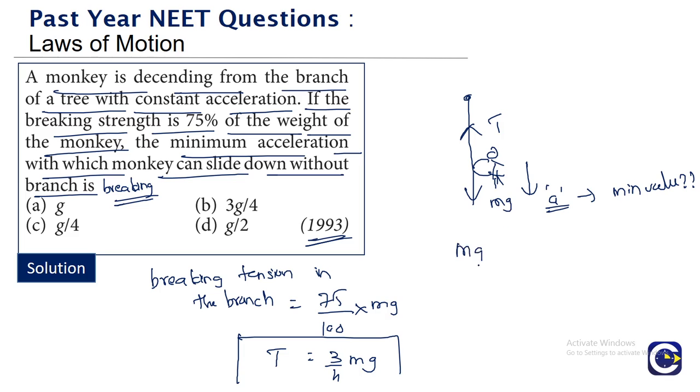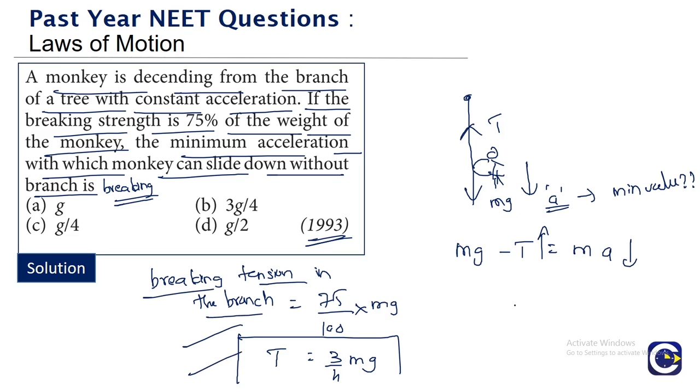So what is the balance? Downward force minus the upward force tension is equal to the mass of the monkey into the acceleration. Now look at this relation. As T is increasing, because we are subtracting T from mg, what is going to happen? A will decrease. But T cannot increase forever, because there is a breaking tension for the branch. If tension is more than this value, the branch will actually break.